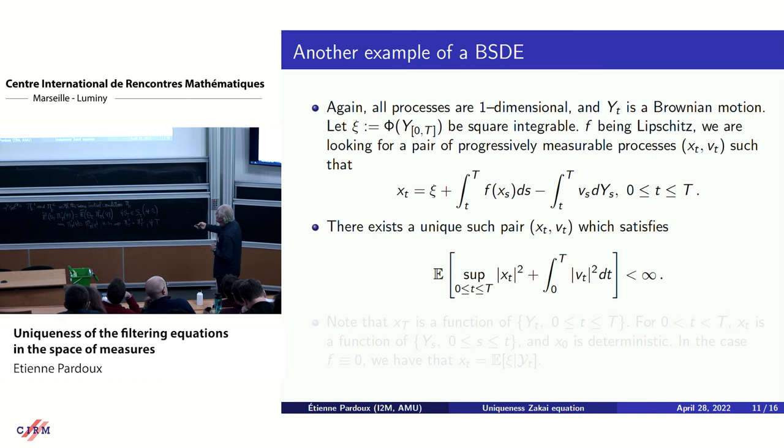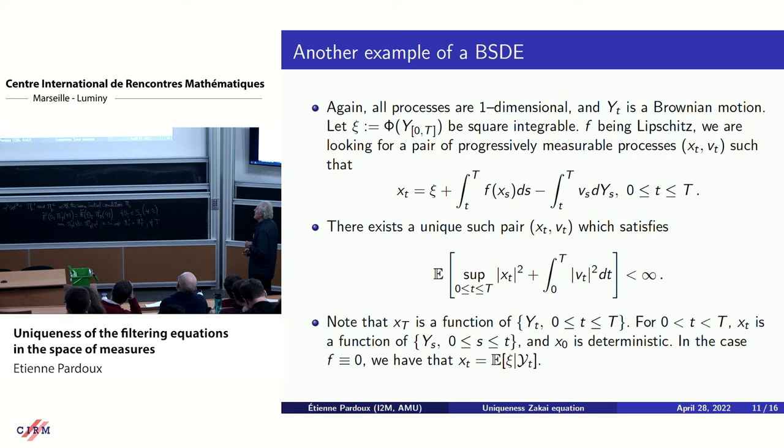The by now well-established theory of this kind of equation says there is a unique pair X, V of progressively measurable processes which satisfy, moreover, this moment condition: the expectation of the sup of X_t squared plus the integral of V_t squared is finite. Note that I can control the sup for X, but for V, I control only some moment of the integral of V_t squared.